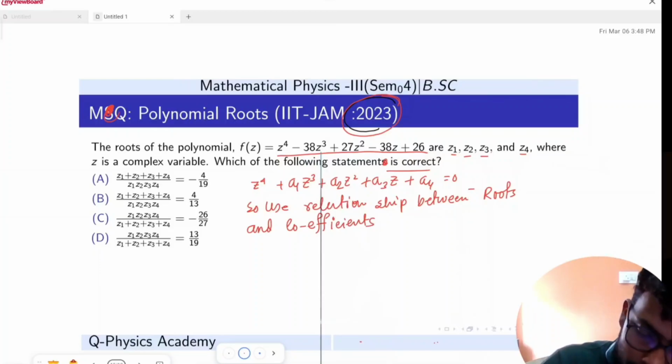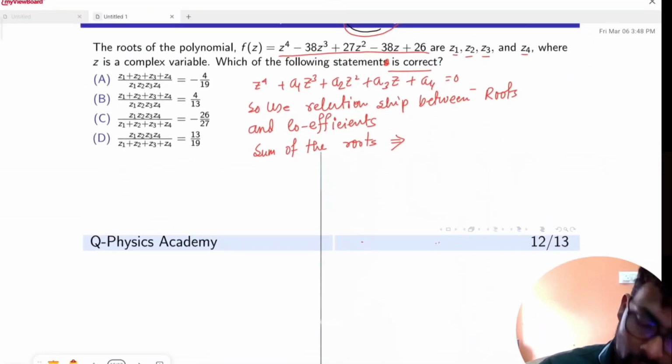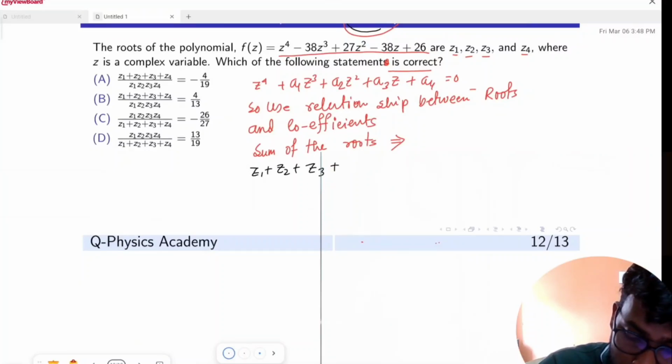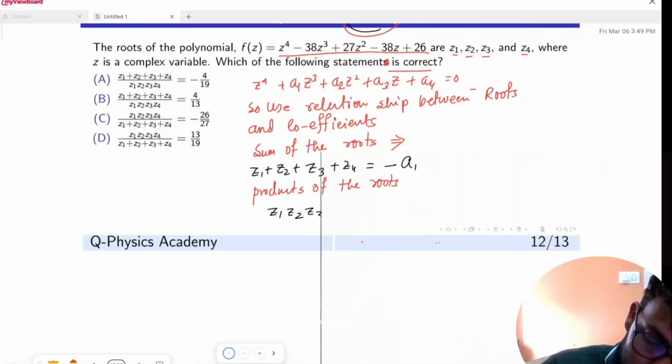So the sum of the roots, okay, sum of the roots means z1 plus z2 plus z3 plus z4 is equal to basically minus a1, and the product of the roots means z1 z2 z3 z4 is equal to a4.